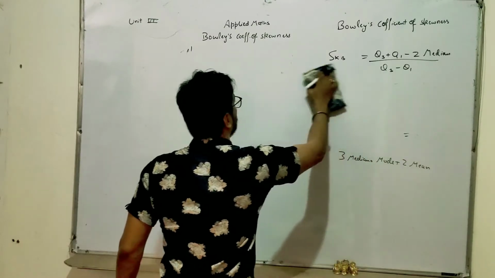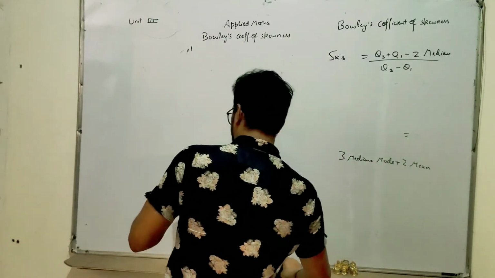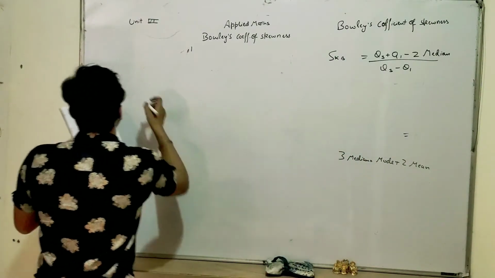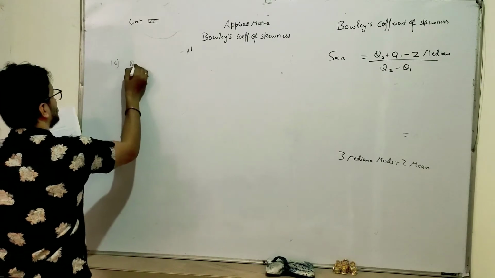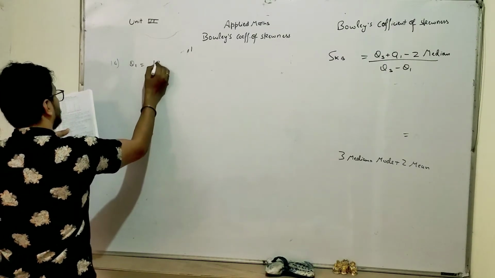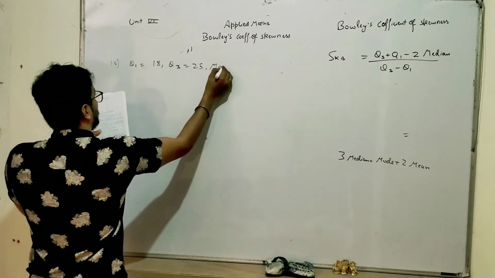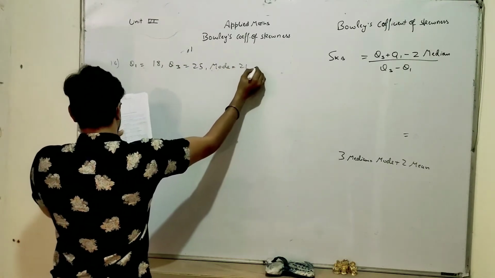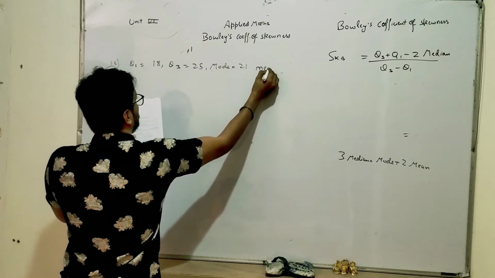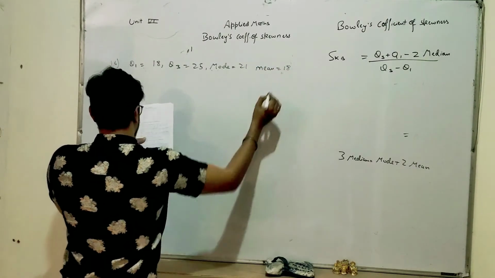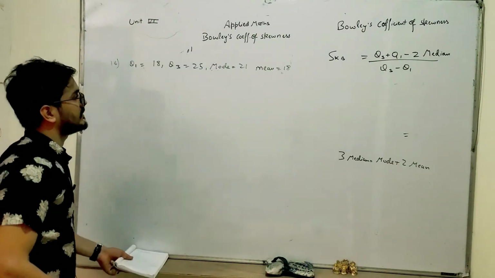Now some values are given in question number 16. Q1 is equal to 18. Q3 is equal to 25. Mode is equal to 21. Mean is equal to 18. We have to find out Bowley's coefficient of skewness.